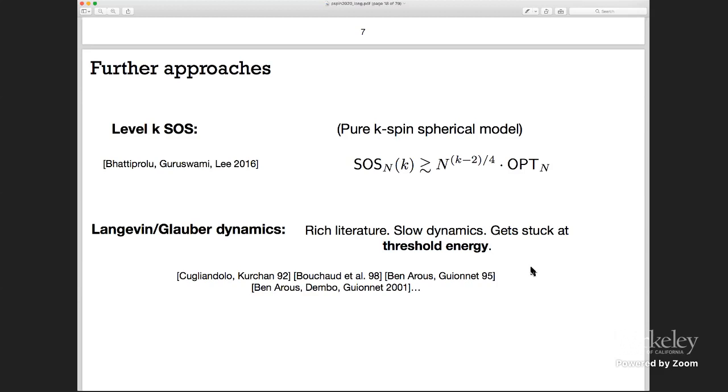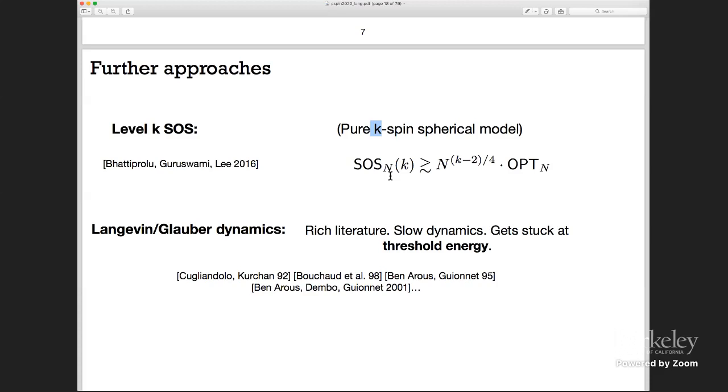Ahmed, sorry. This Bhattacharya, Goswami, Lee. The left hand side of that inequality is the bound on the Hamiltonian achieved by any constant level of SOS. That's what that means. So this is SOS at level K, right? This K is level K. Yeah. So I'm considering the same level as the degree of the polynomial I'm trying to optimize.